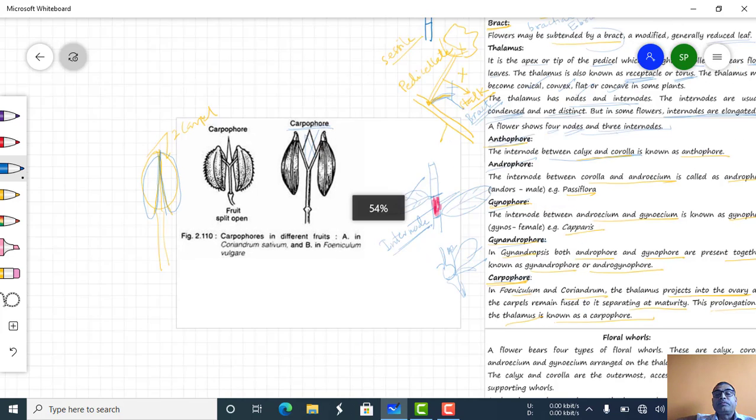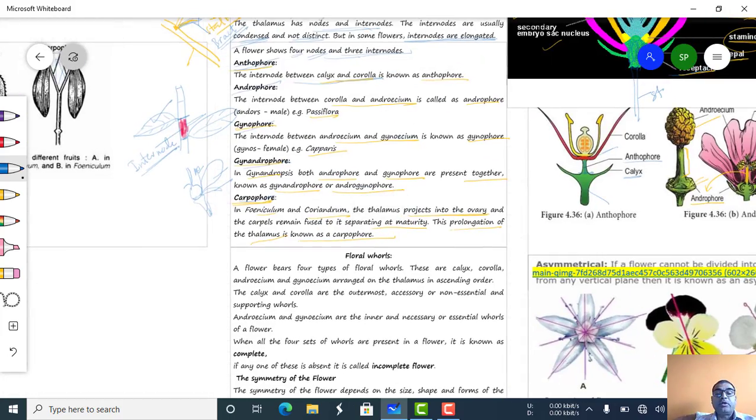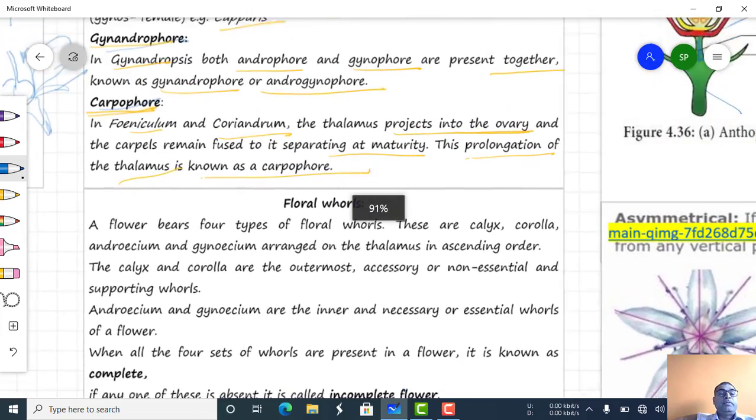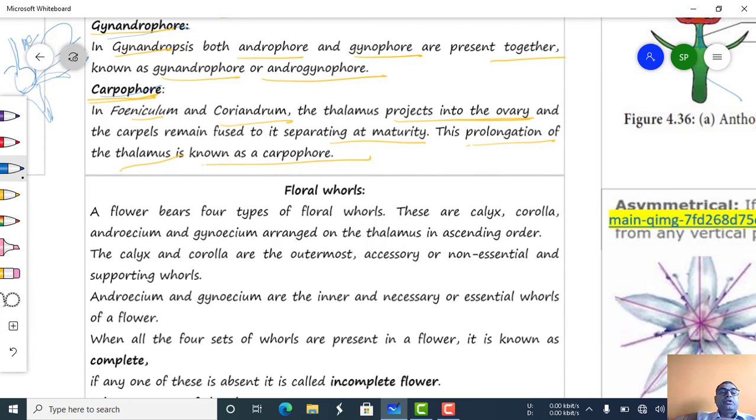So in coriander, such a projection is present, and this projection is called a carpophore. So the thalamus projects into the ovary and carpels remain fused to it. Here the thalamus actually projects into the ovary and separates the carpels. This prolongation of the thalamus is called a carpophore.